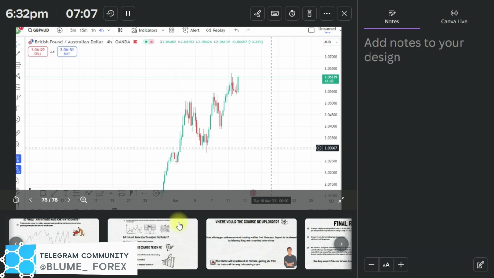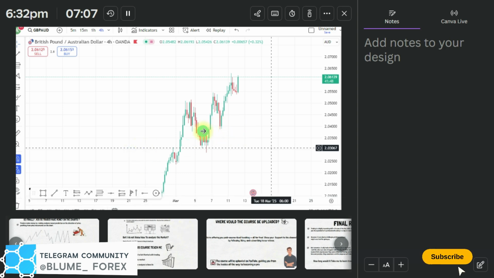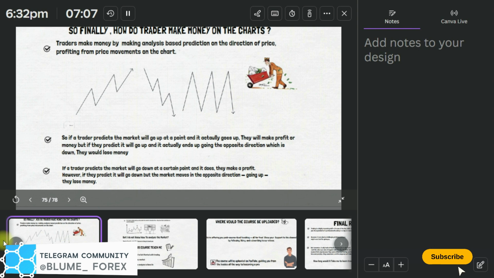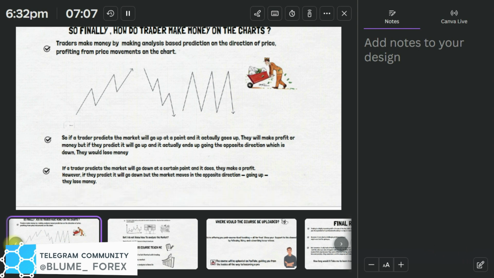So now we know that traders trade what? Currencies. We trade two currencies against each other. We know that currency price moves up, down, or sideways on the chart, and then we also know that traders profit by what? Making analysis-based decisions on what? Whether price is going to push up or push down, and then if it actually goes in our direction, if you are on the right side of the market, we make profit.